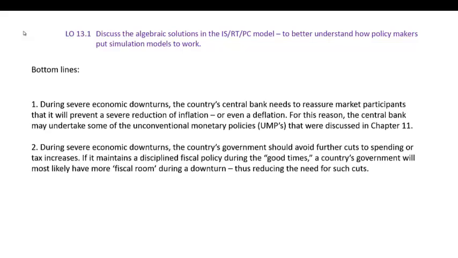So here, this experiment underscores the importance of a disciplined fiscal policy during the good times, and if the country is successful in running a disciplined fiscal policy, not running up too much debt, then the country's government will most likely have more fiscal room during a downturn. And that means they might even expand expenditures, and there's a lower likelihood that they will be forced to take such cuts.